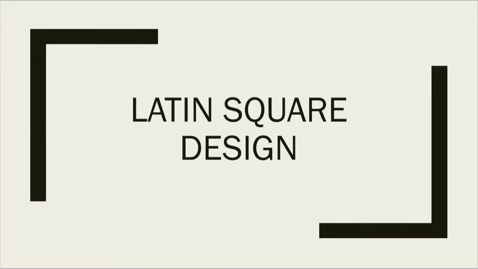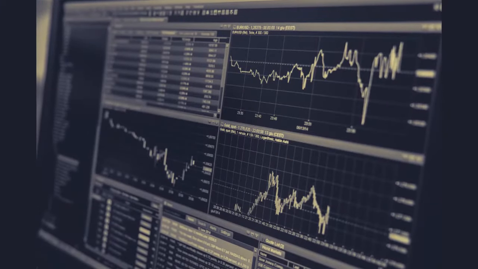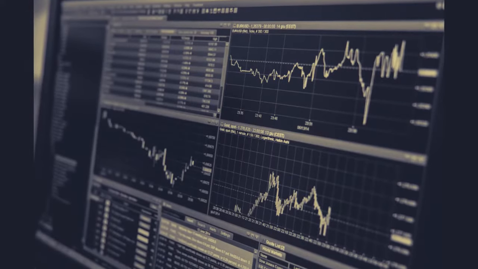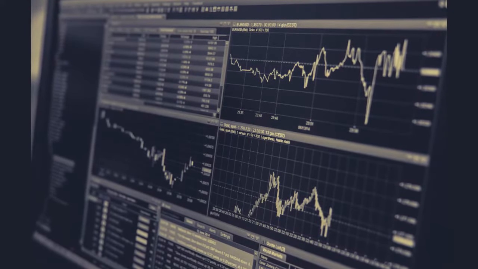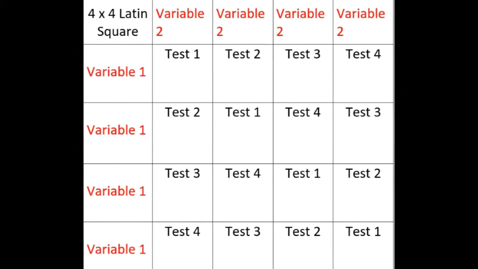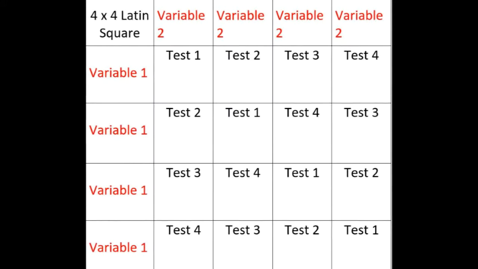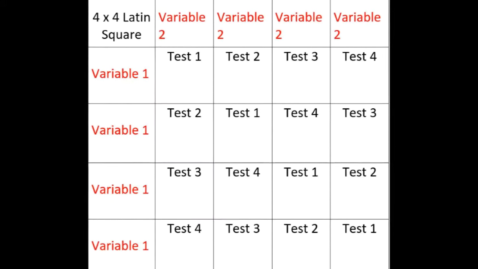Now, let's see how a Latin square is useful in the world of experimental design. Latin square design in its purest form is the application of Latin squares to organize data in an experiment where you have two outside sources of variation. These sources of variation also have to have the same number of variables as each other.